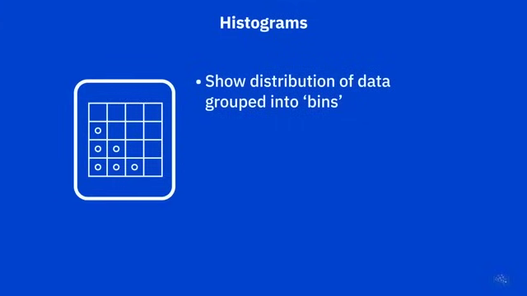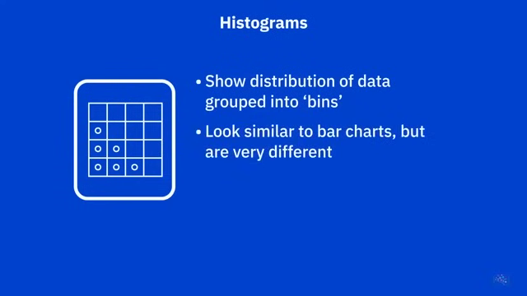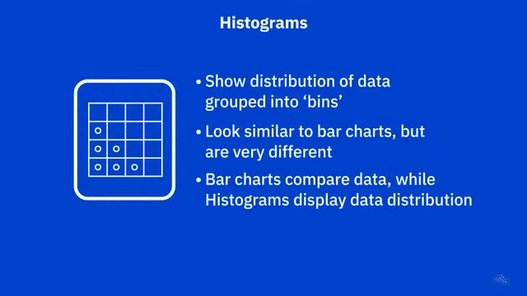Lastly, let's have a look at histograms. A histogram is a graph that shows the distribution of the data grouped into bins. Although a histogram may look like a column or bar chart, it's totally different. While a bar chart is used to compare data, a histogram is used to display distribution of data.